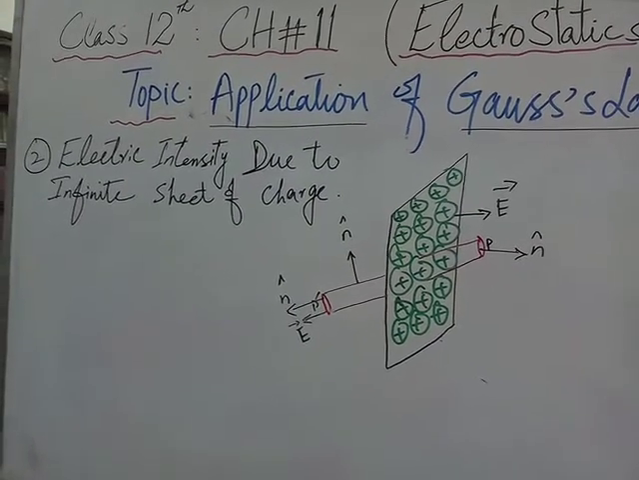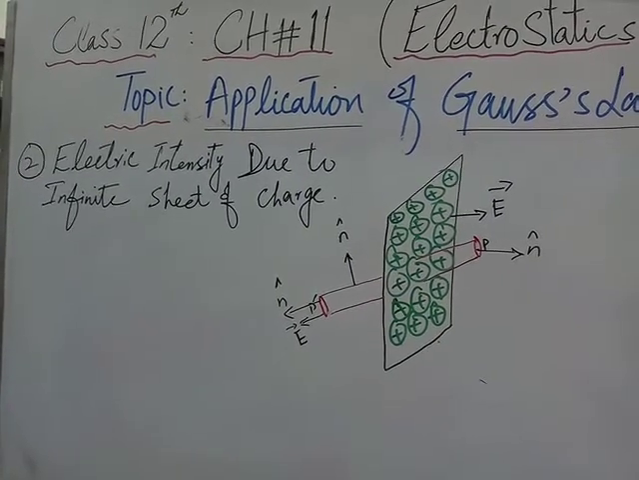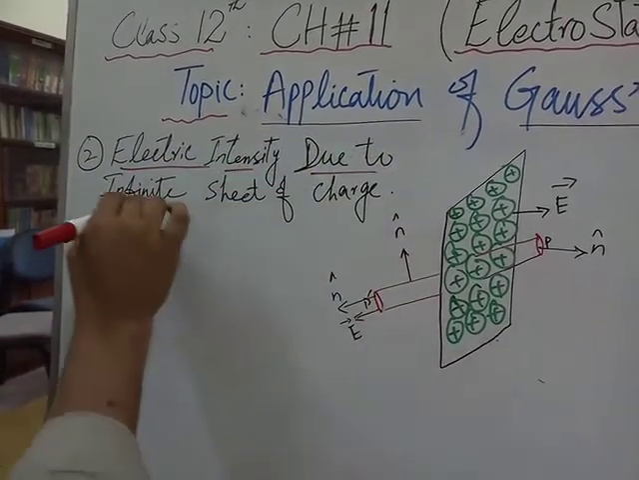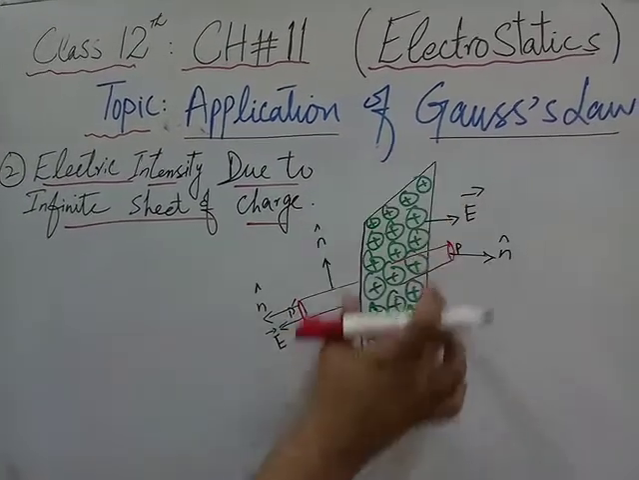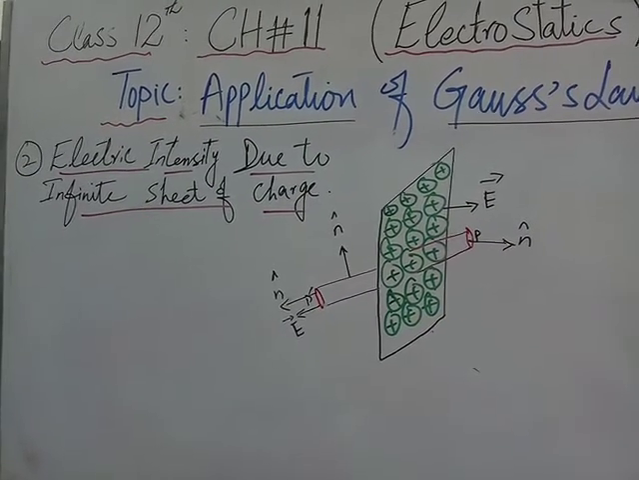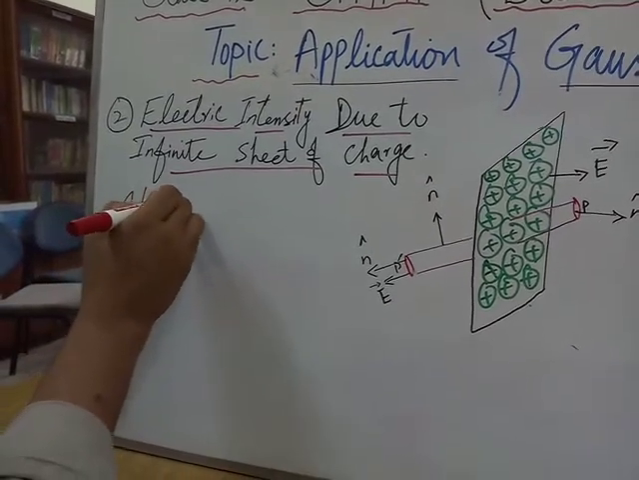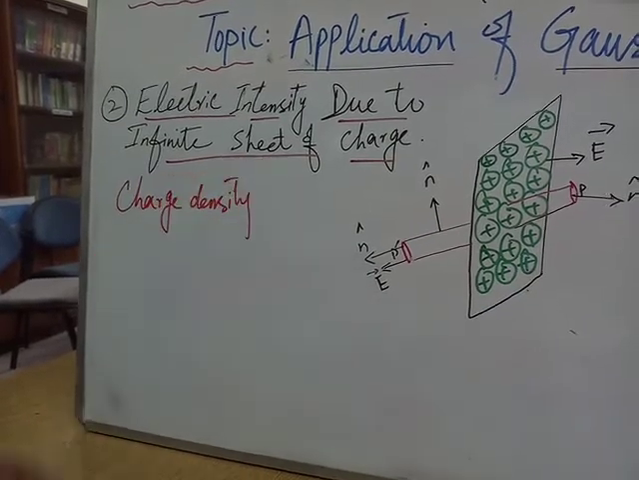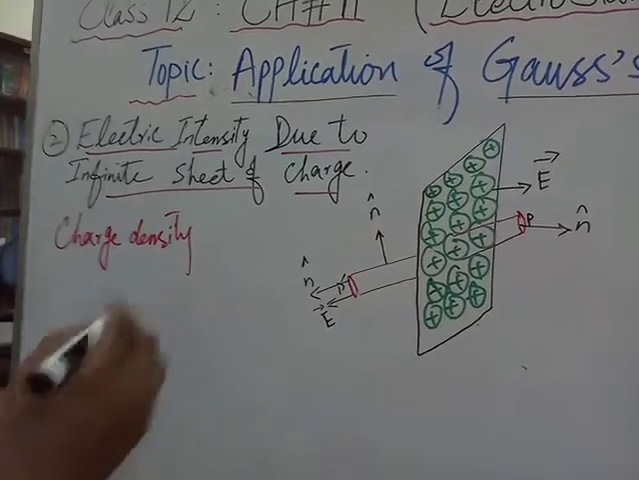Now students, I am proceeding towards another application of Gauss's law. We can find electric intensity due to an infinite sheet of charges. So here we have a sheet containing n number of positive charges with charge density. This is a new term for you students. We denote this charge density by sigma.